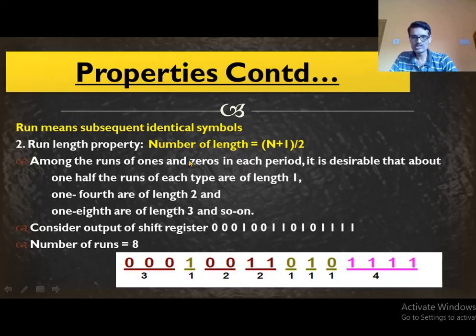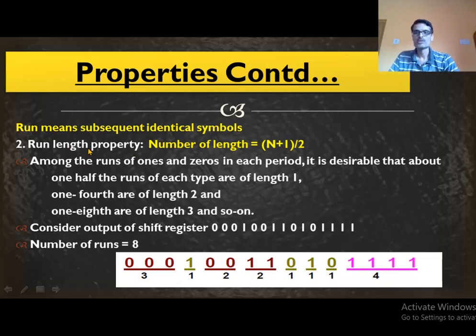See, before going into this property, what is the meaning of run? Run means subsequent identical symbols. Now just look at this. Subsequent identical elements: 3 zeros followed by a different bit, 2 zeros followed by 2 ones, then followed by a single 1, followed by a single 0, consecutive ones. So consecutive same elements, same bits, is actually called a run.